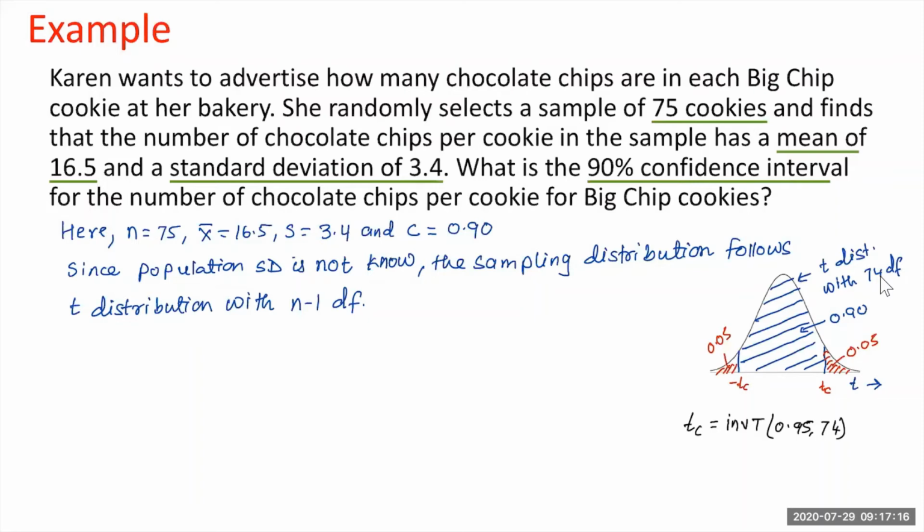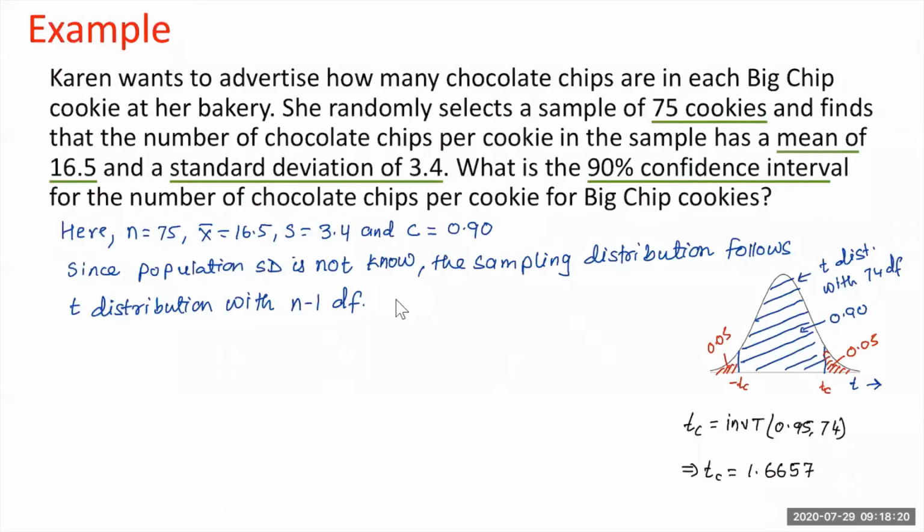Now we have to use our TI-84 calculator. If we go to second VARS number 4, put in these two values and execute the calculation, you should get the value of t sub c, which should be 1.6657. Make sure you do that in your calculator.